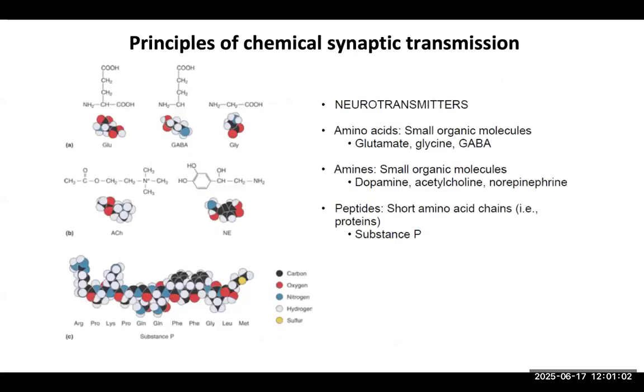Now, let's come to the chemicals. We know the simple parts. We know that there are neurotransmitters, and then we also discussed neuromodulators, right? So what are the differences between the two?